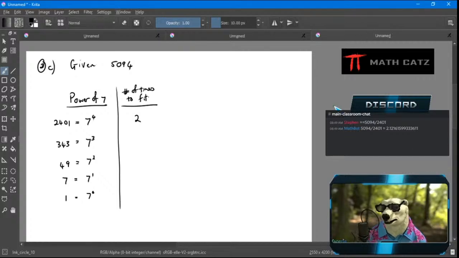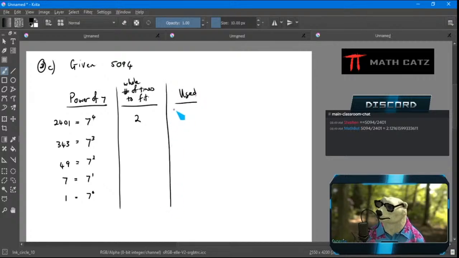I don't care about the little bit. I want to know how many whole times this power of 7 can fit. So 2. Then I want to know how much have I used. Well, if I times it by 2, I get 4802, of course. So sometimes it's going to be an easy arithmetic to do. Sometimes maybe you need a calculator, or all the time, whatever. Just make sure that you have the right numbers here, because what comes later relies on that.